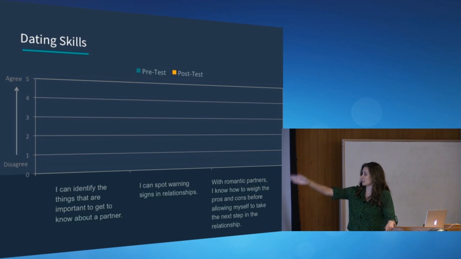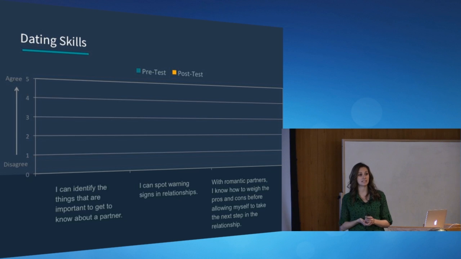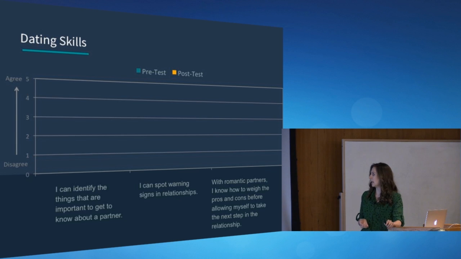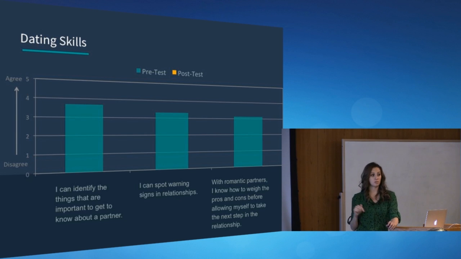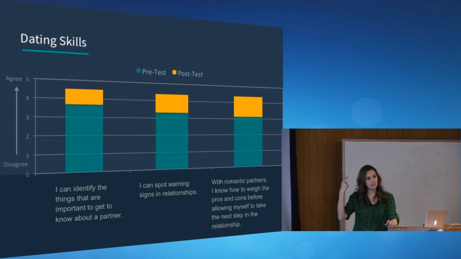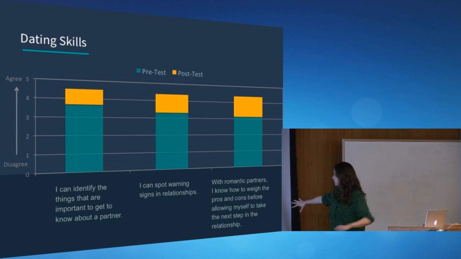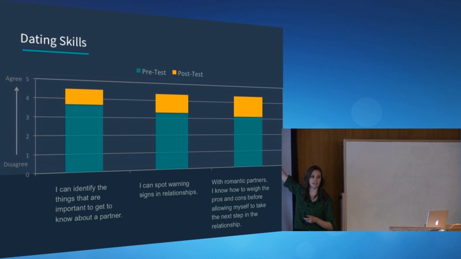So here we've got a scale of disagreement to agreement, which wasn't included in the original table, and then the 3 statements are included as the categories at the bottom of this bar graph. And then we can show here are the results of the pre-test, and then here's the improvement from the post-test. Instead of interpreting these numbers in your head, all of a sudden you can see exactly which ones had the greatest improvement. So with this one, knowing the pros and cons before allowing your relationship to go to the next level, that's where Brian Higginbotham had the most success.